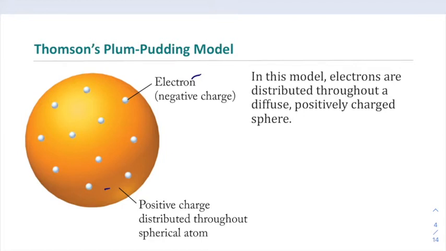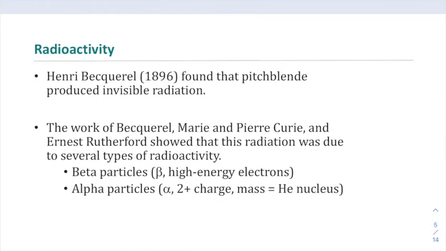Not really defining it much. And electrons are embedded within that positively charged sphere. This is the plum pudding model. Okay? So, we need to introduce radioactivity, which is on my outline, before we go into Rutherford's experiment.